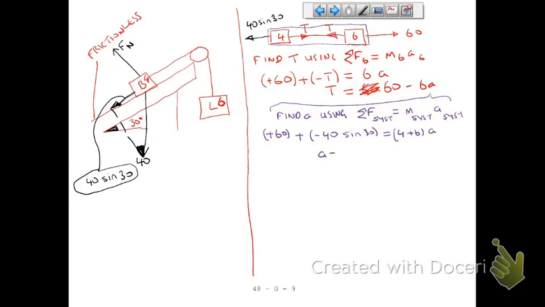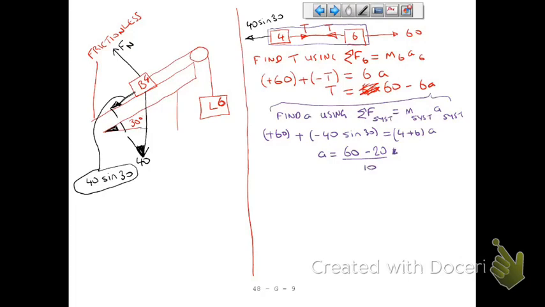So a is going to equal 60 minus... always check that you're in whatever mode you want to be in, and I want to be in degrees, so I'm in degrees. 40 sine 30 equals 20, should have known that. So that's going to be 60 minus 20 over 10.